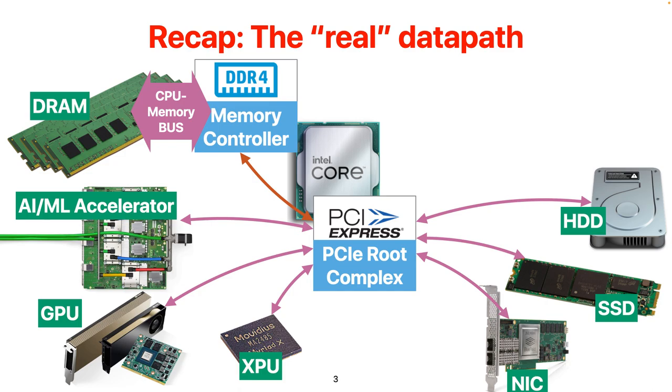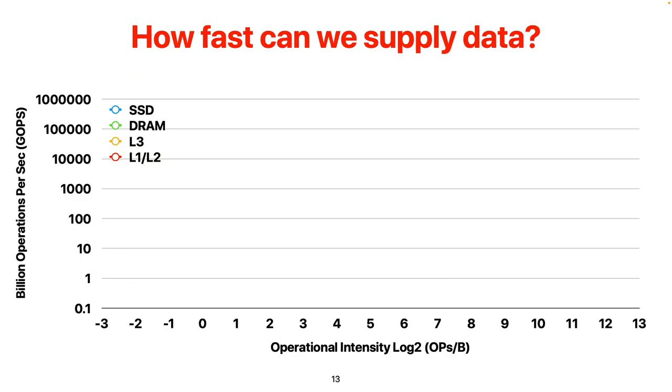DRAM is like single digit or double digit gigabytes per second, right? How about your solid state drive? Like 1 or 2 gigabytes per second, right? And some of them are actually more advanced versions, so maybe, but still single digit gigabytes per second, right?